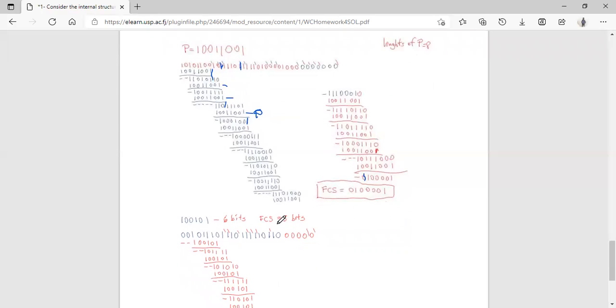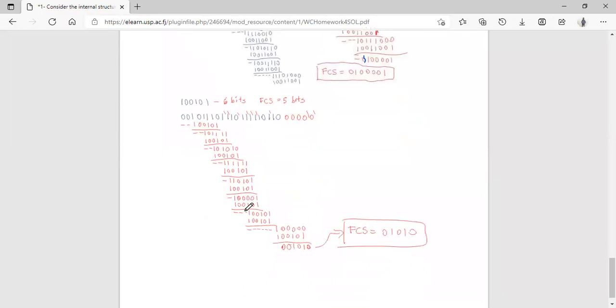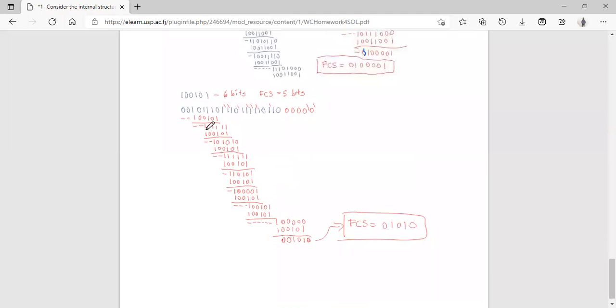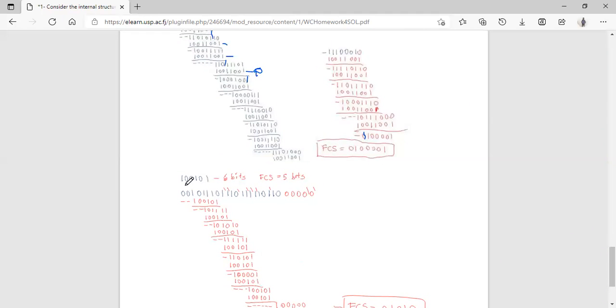Same goes, let's say if we had a polynomial. Let's say this is another example that has been given over here. Let's say our polynomial was 6 bits long, so our frame check sequence bits would have been 1 bit less than the polynomial. So our polynomial has 6 bits. The frame check sequence would have been 1 bit less, so that means 5 bits long.